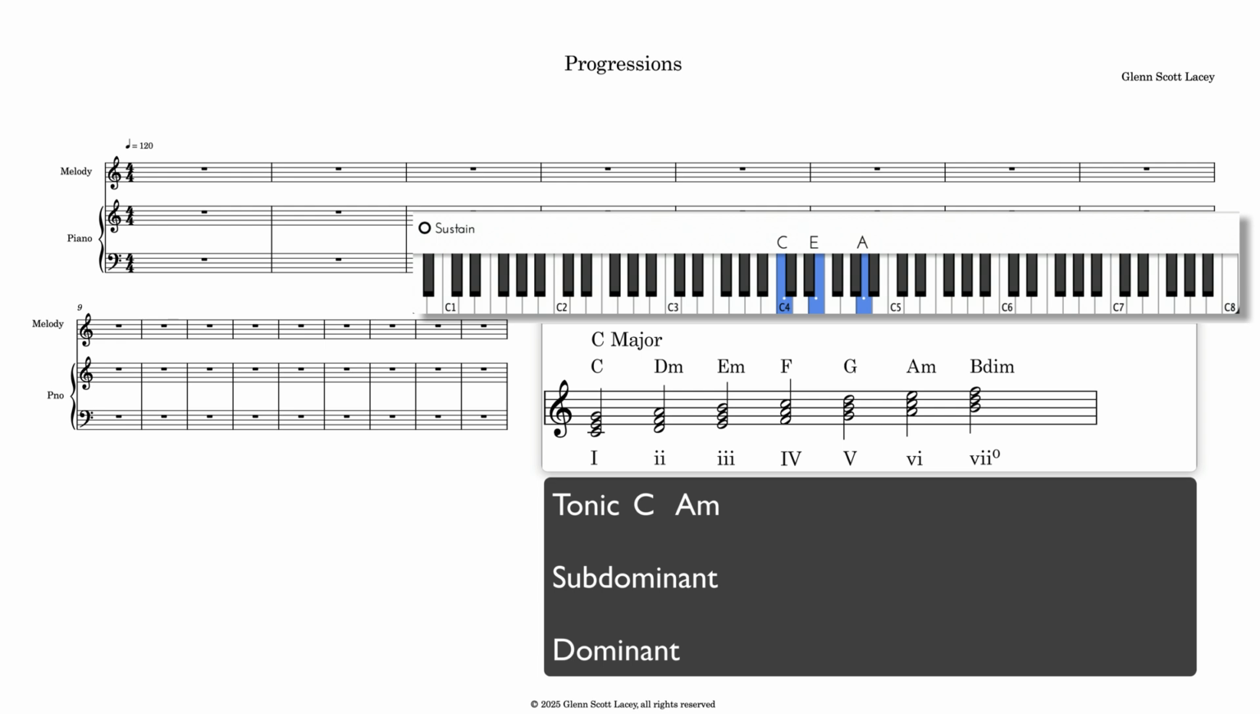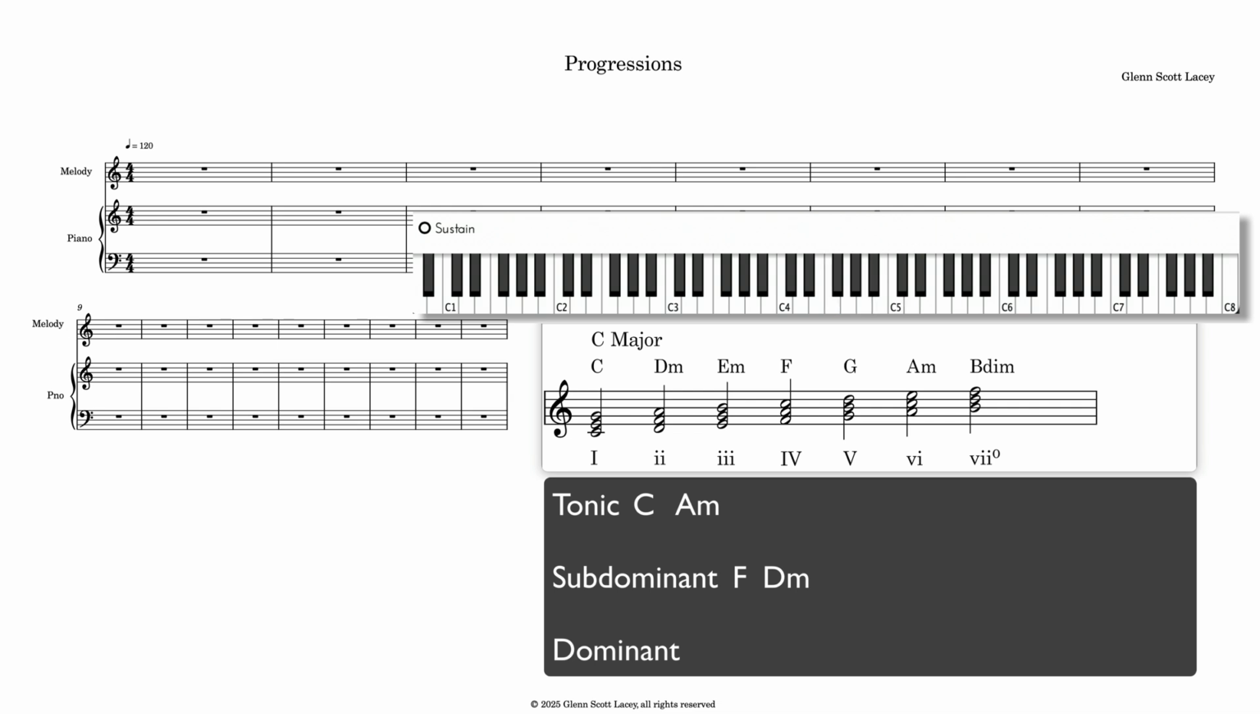Our subdominant chords are those chords where we start to move away from home. They contain the 4 chord, the F major chord, and the 2 minor chord, the D minor chord. And again, you'll notice that there's only 1 note difference between these 2 chords. F-A-C for the F major chord, and the D minor chord in first inversion, F-A-D.